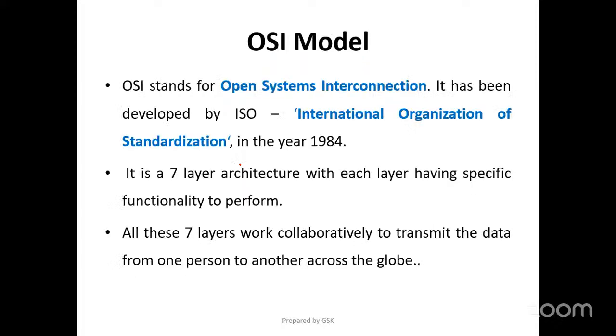First one is, what is OSI? What is the full form of the word OSI?